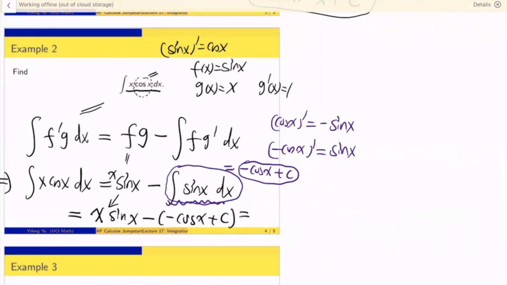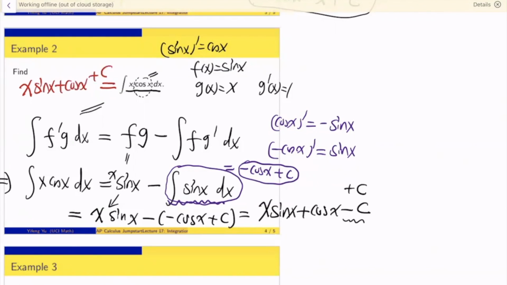So what we get is x times sine x minus, you get plus cosine x, minus constant c. Now this minus constant c you can also write as plus constant. This doesn't matter because c just represents an arbitrary constant. Therefore, our answer is x times sine x plus cosine x plus constant c.